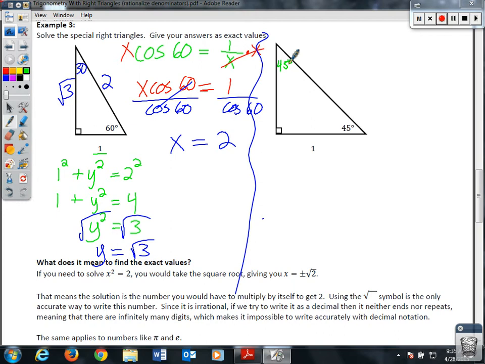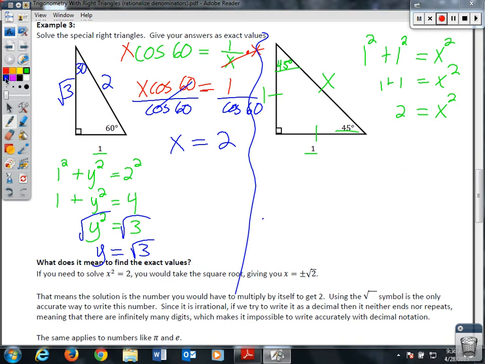Then we have an isosceles triangle. So if these 2 angles are both 45, then that means that these 2 sides have to be the same length. That's a property of an isosceles triangle. So this is a right isosceles triangle, which means that the leg on the left is going to have to be 1 because it has to be the same as the leg on the bottom. Then using the Pythagorean theorem, say we call the hypotenuse x, we can say 1 squared plus 1 squared is equal to x squared. That's 1 plus 1, which is 2. And so we get x squared is equal to 2.